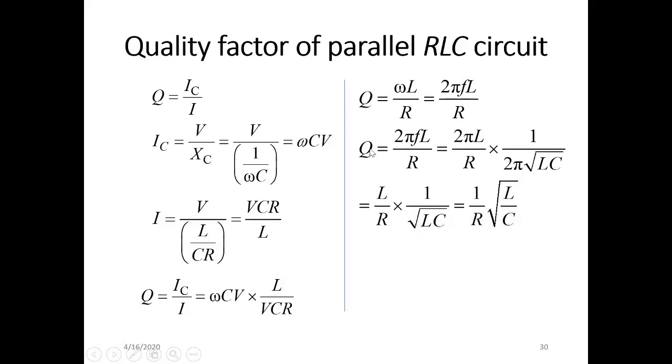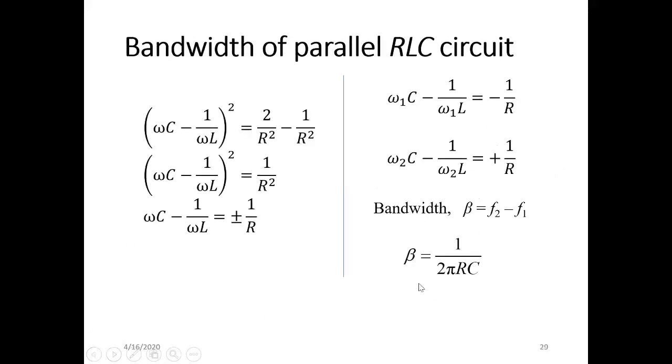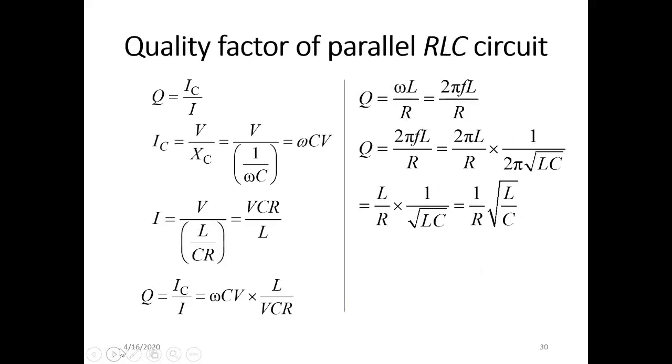So the quality factor is the same for series resonance as well as parallel resonance. Likewise, your resonant frequency is also the same, 1 by 2 pi root LC. But what is different is your bandwidth. Bandwidth here is 1 by 2 pi RC. But for series resonance, you will get a different answer. Okay, right. That's all I have.